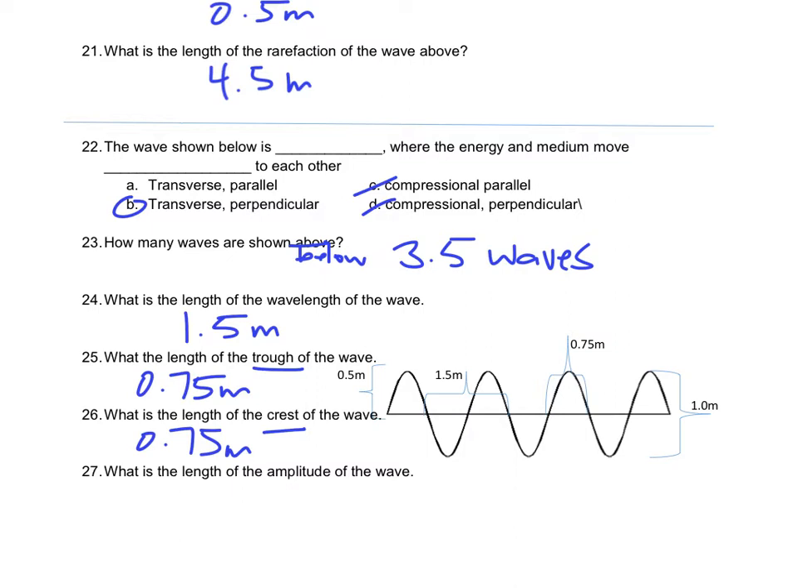What is the length of the amplitude? Amplitude measures the height of the wave from the equilibrium line. This value shows me the height from the crest all the way down to the trough. But I need to measure from the equilibrium line to a crest or trough, which should be half of this height. If this is 1, half of that should be 0.5, which is indicated right here.